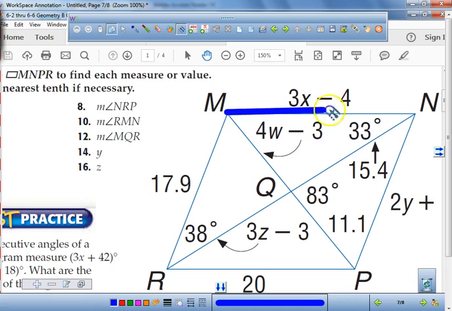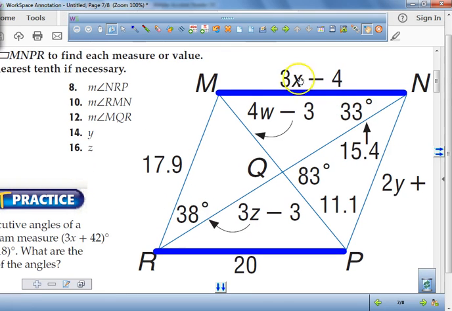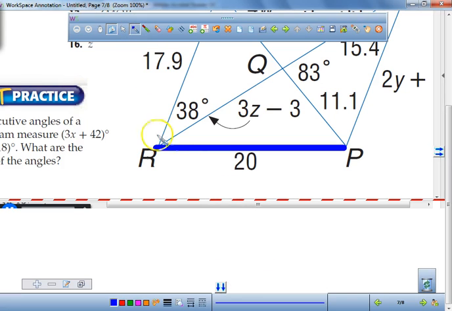Right here, we know the distance from M to N is what? 3X minus 4. What's M to N congruent to? Which segment is it congruent to? R to P. So if you wanted to solve for X, all you have to do is set 3X minus 4 equal to 20.